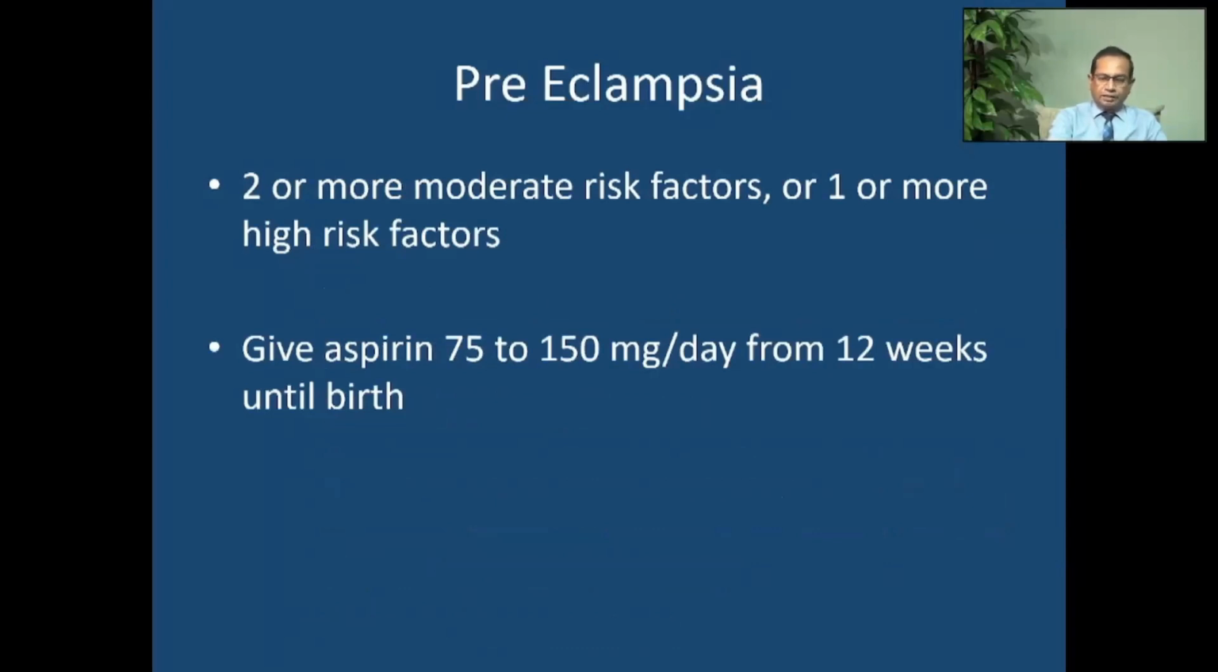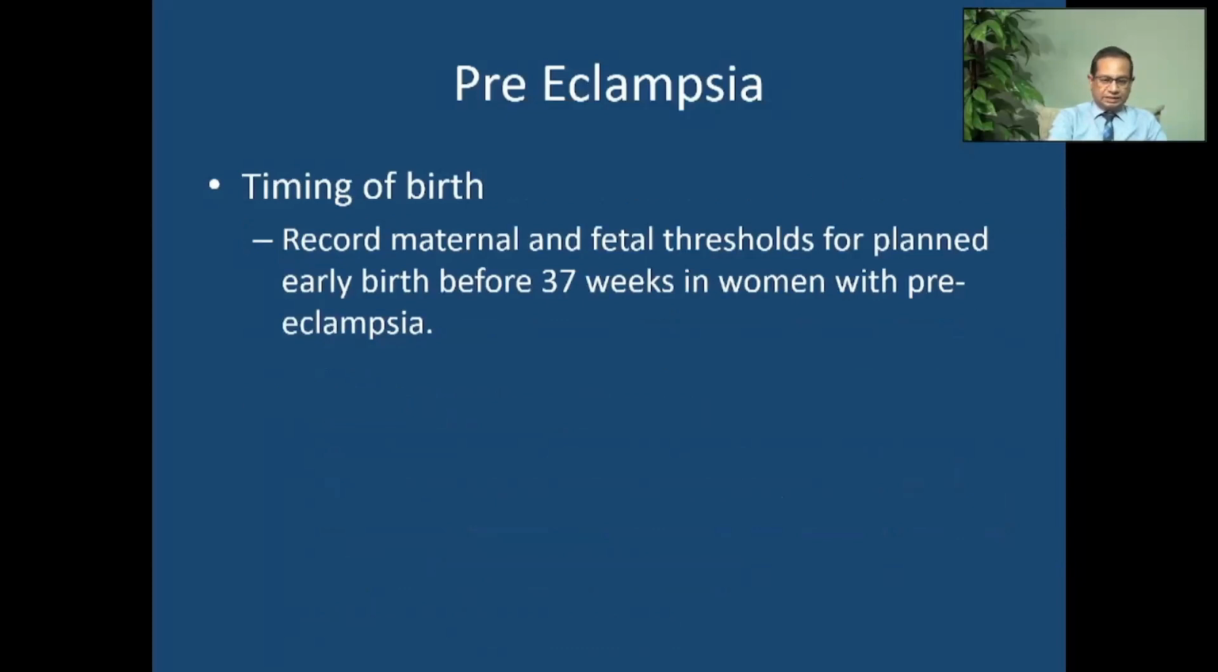Then we come to the timing of birth in a patient with preeclampsia, which needs maternal and fetal thresholds for planned early birth before 37 weeks in women with preeclampsia. It's important to know the maternal and fetal thresholds for planned early birth before 37 weeks in women with preeclampsia.